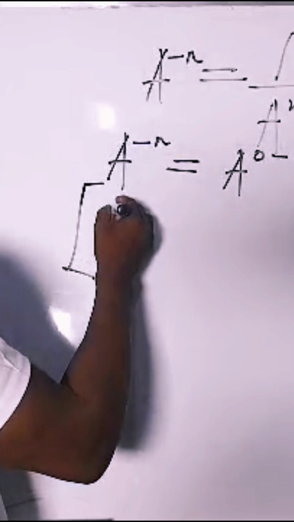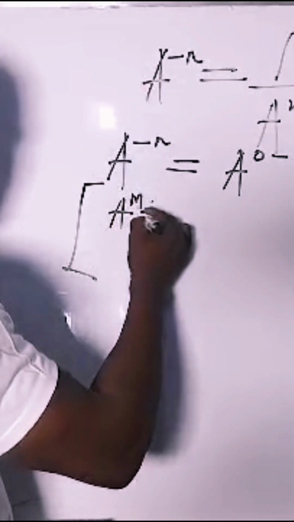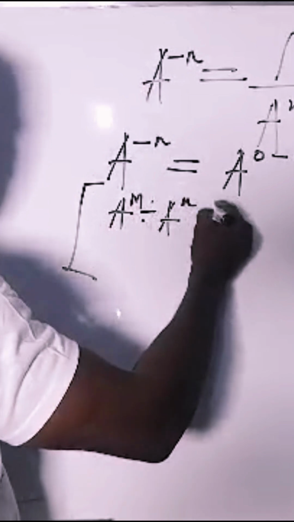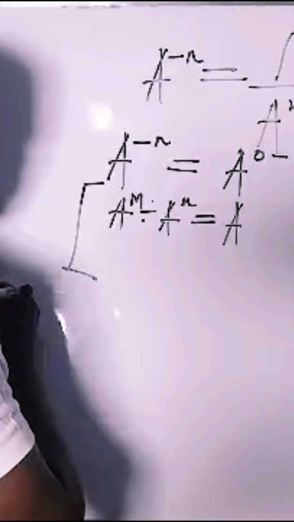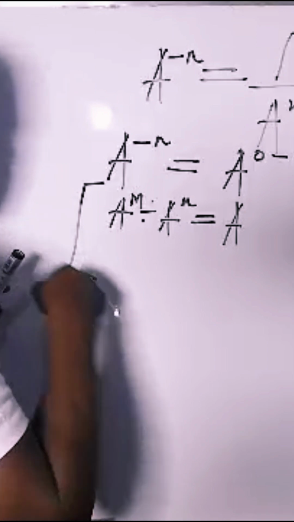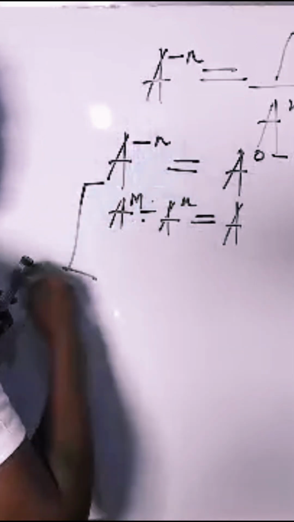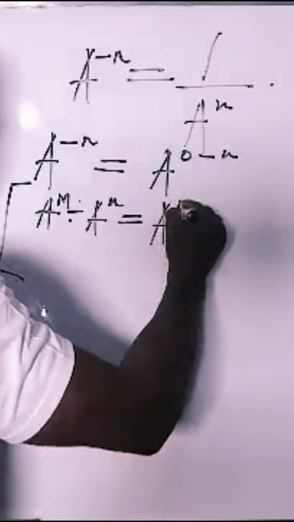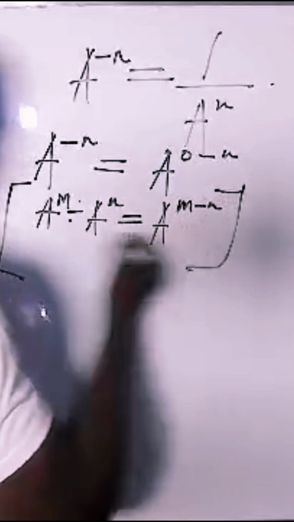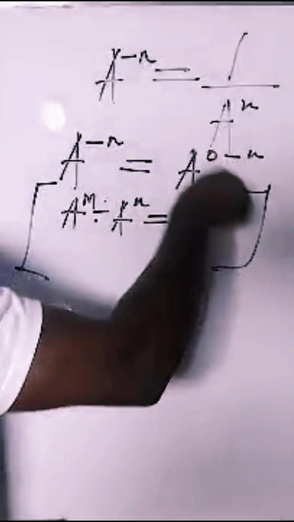But don't forget that there's a law that says that a raised to power m divided by a raised to power n. In case you do not know how it originated, please go to part 2 of the derivation of the laws of indices. I've been able to mathematically, arithmetically, and analytically establish that. So a raised to power m divided by a raised to power n is as good as a raised to power m minus n.